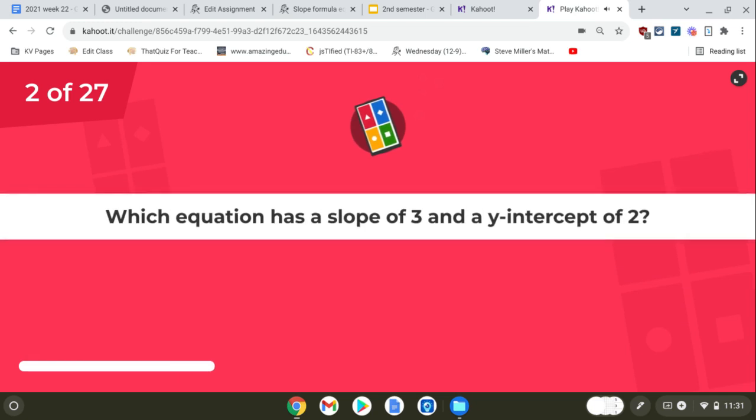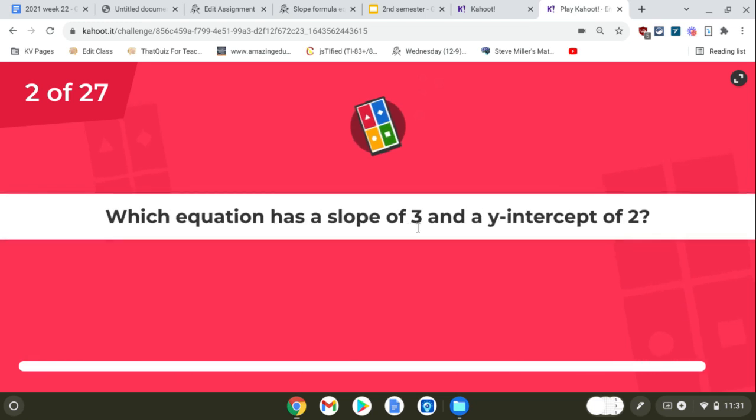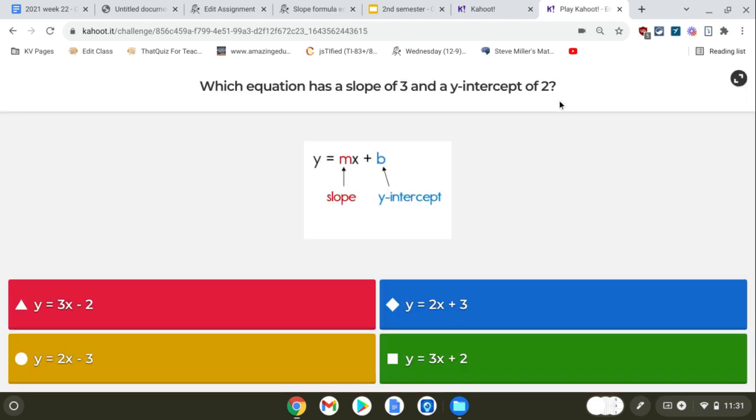All right, question 2. Which equation has a slope of 3 and a y-intercept of 2? So it's going to have to be a 3x in order for it to have a slope of 3. And we want that y-intercept to be a positive 2. All right, the red one has a -2, so that one's wrong. 3x plus 2.